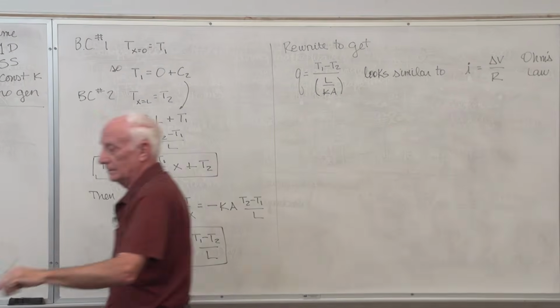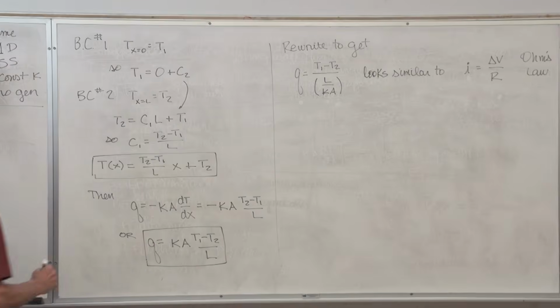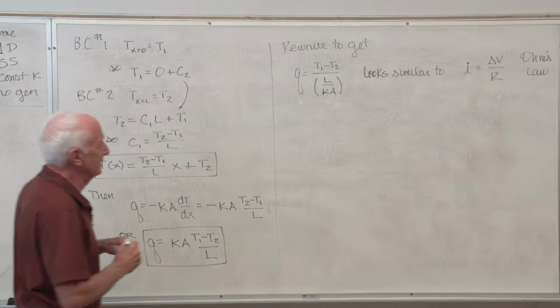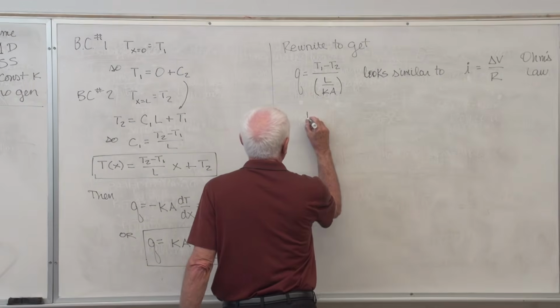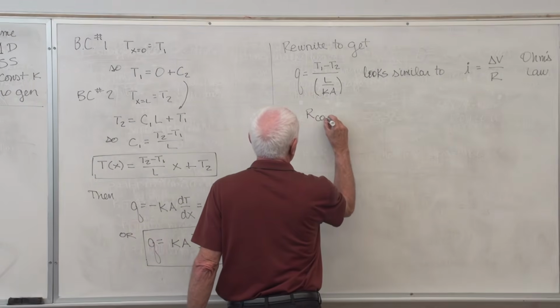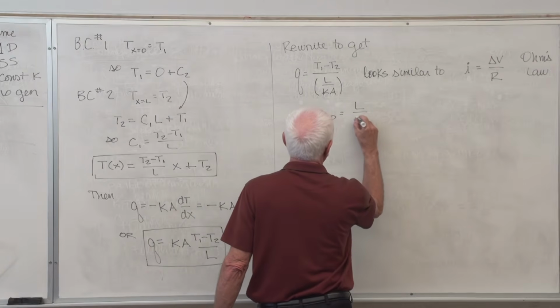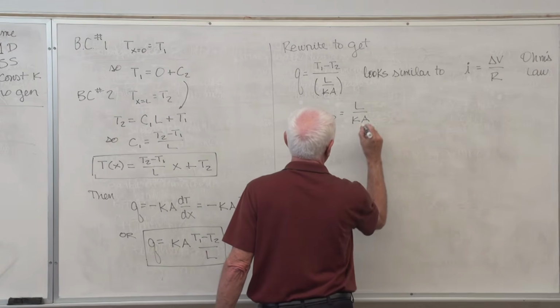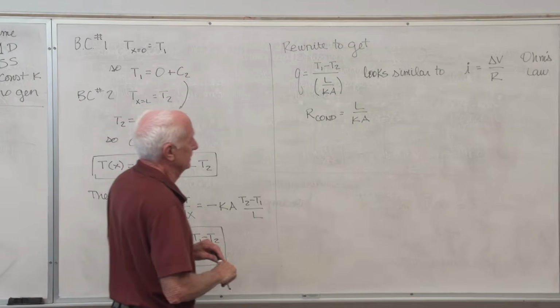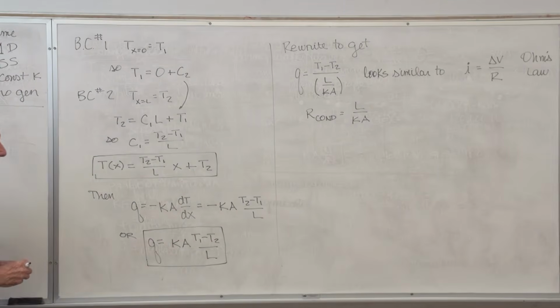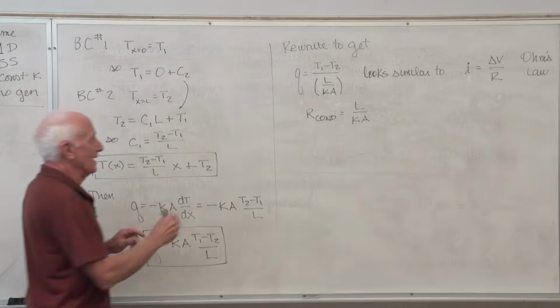Okay, so conclusion. If these four conditions are met, and only if they're met, can you say this? R conduction equals L over kA. All right, let's box that guy in.